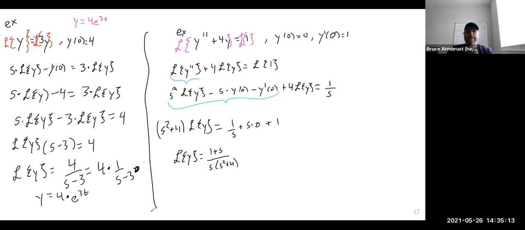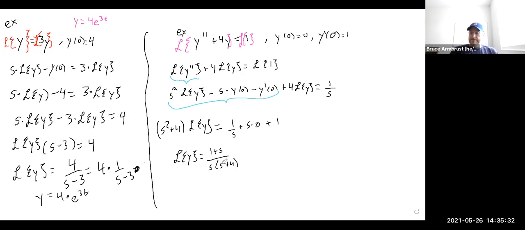So basically, I don't know what the solution is, but I do know what its Laplace transform is. That's its Laplace transform, 1 plus s over s times s squared plus 4. So let's go find it.